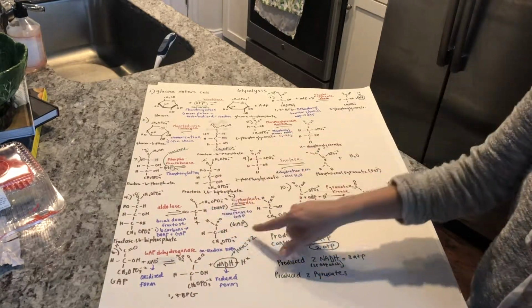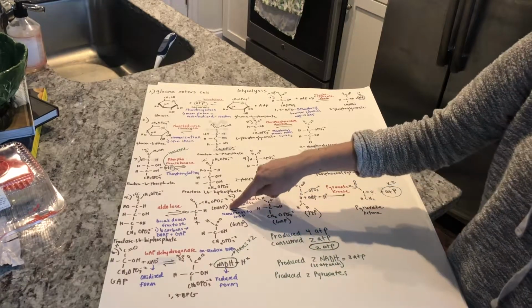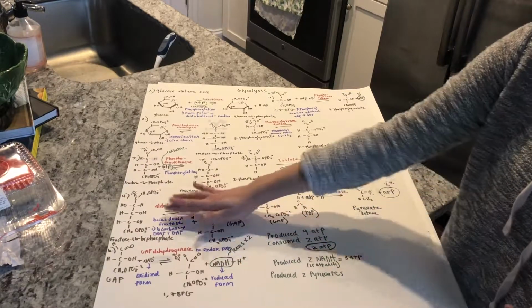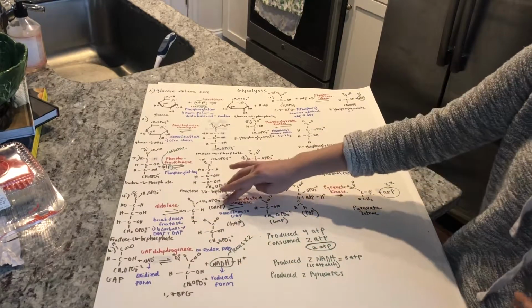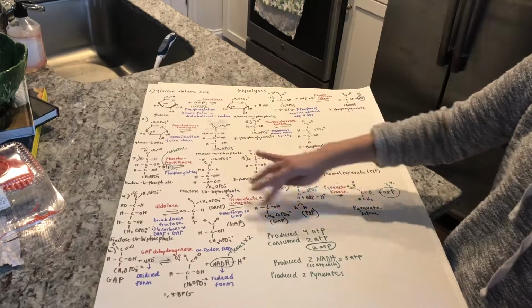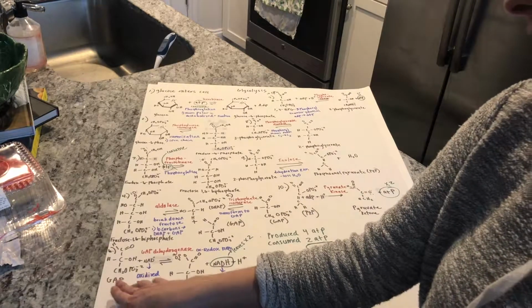We're going to have GAP, which is ready to continue on in the cycle, and we're also going to have DHAP. And each of these have 3 carbons in them. That's why we made the fructose. DHAP goes through another reaction catalyzed by triose phosphate isomerase to create GAP. Now that we have 2 GAPs, it can continue on in glycolysis.